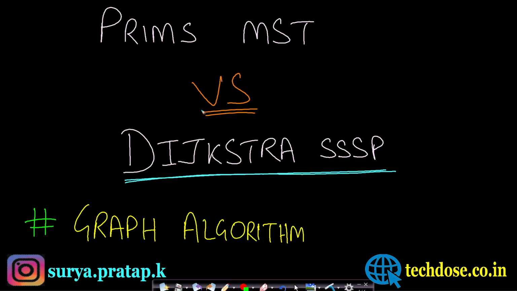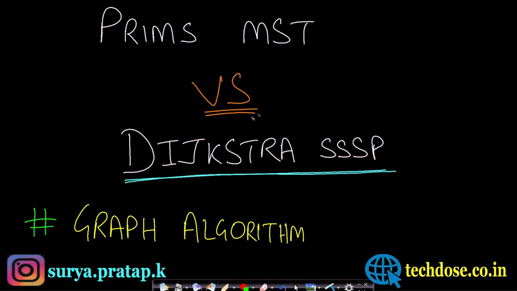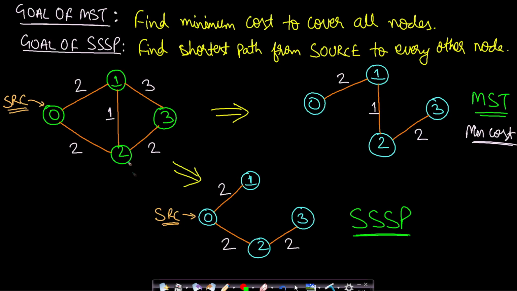So using Prim's algorithm we can find the minimum cost spanning tree, and using the Dijkstra algorithm we can find the SSSP, that is the single source shortest path. Why I'm making this video is many people are confused and they say that the Prim's algorithm and Dijkstra algorithm seem to be the same, but actually that is not the case. So I will explain what is the difference between them.